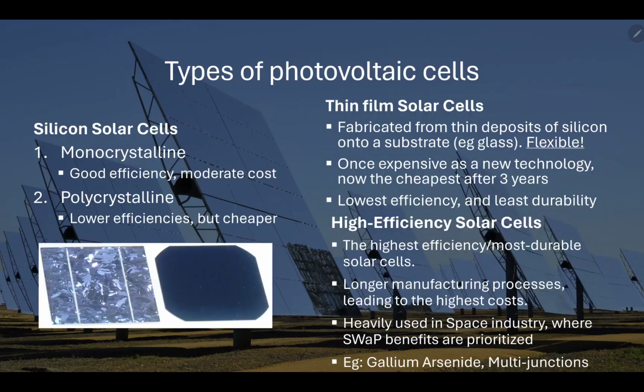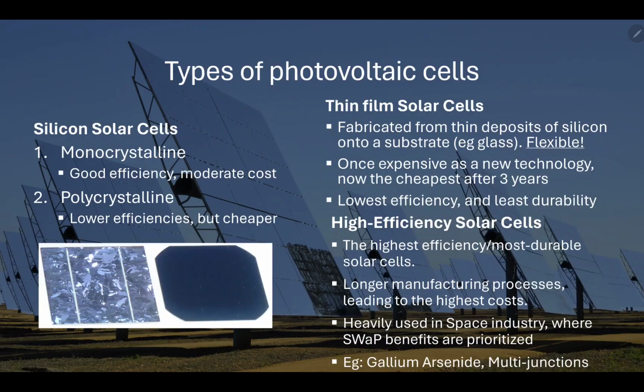Quickly talking about some types of photovoltaic cells, we have silicon solar cells, the most common. They come in monocrystalline and polycrystalline varieties, and like mentioned before, the monocrystallines are of a higher efficiency, but come at slightly higher costs. Thin film solar cells are fabricated from extremely small amounts of silicon being deposited onto a substrate. They can be actually flexible because of this. Three years ago, they were the most expensive, but now after three years of research, they are the cheapest, but this comes with lower efficiency and the least durability.